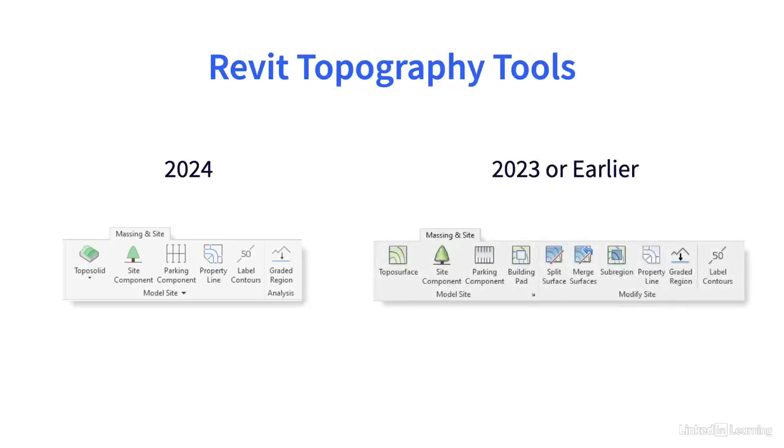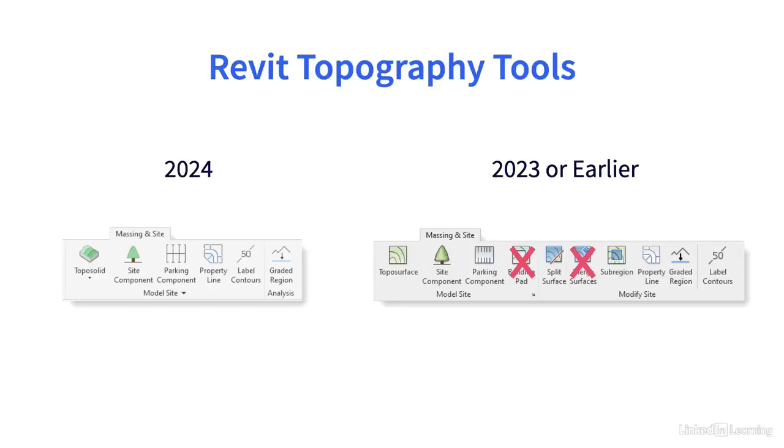Now, some of the tools are no longer here. The notable tools in question are the Building Pad and the Merge Surfaces tool. So these two tools have been eliminated. You can no longer create building pads. And if you split a Topo Solid, there isn't any way to merge them back together into a single topo currently. Now, it's possible that some of these things may change in future releases, but this is the way it stands at the time of this recording in Revit 2024.